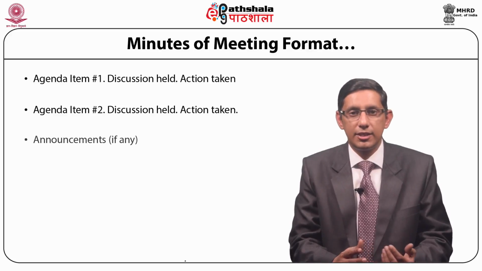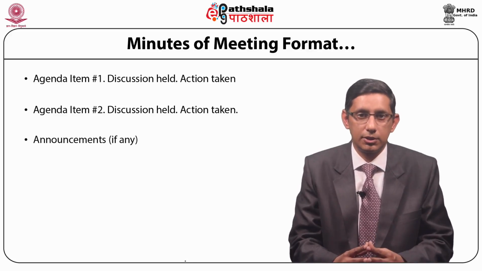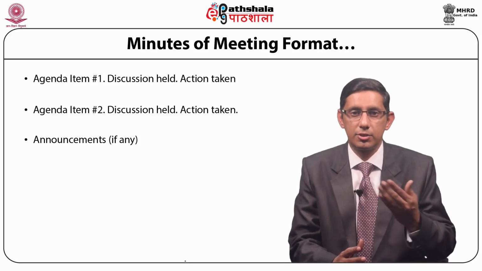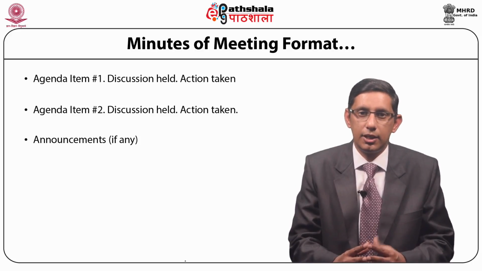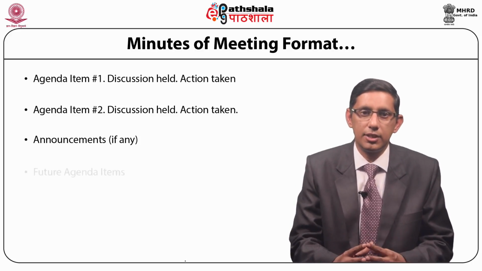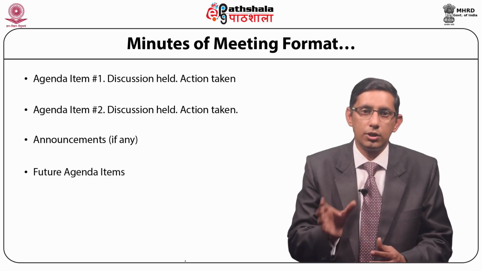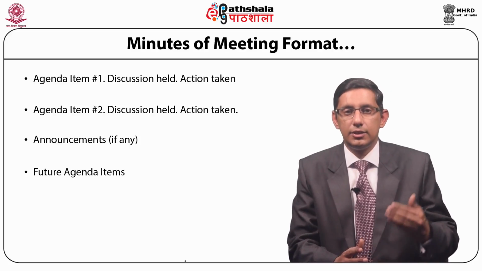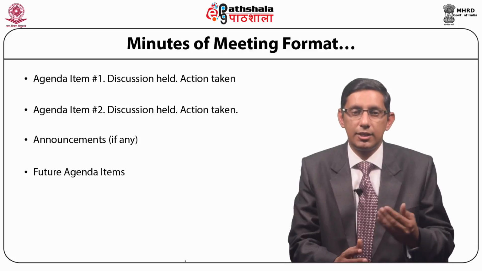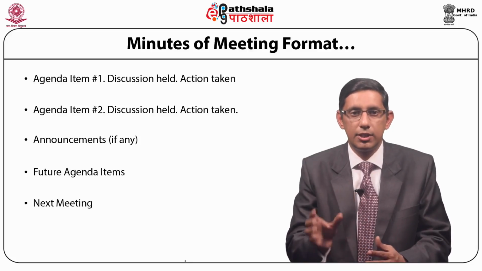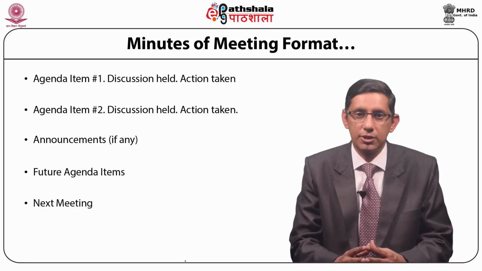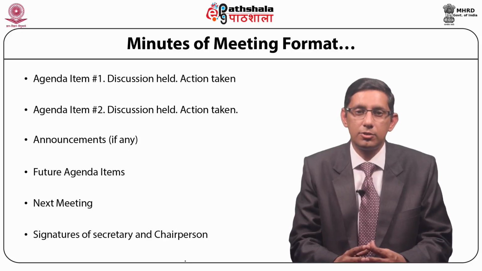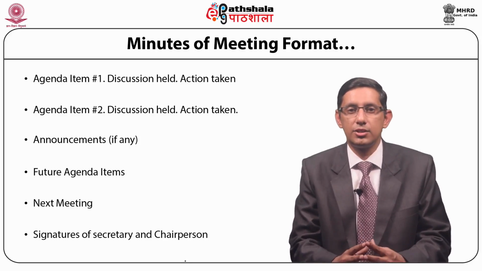After that, if there is any announcement from any member of the committee, that announcement can be made at this particular time, and it has to be mentioned here. After that, the chairperson can discuss various future agenda items. So all the future agenda items are mentioned here. After that, the chairperson can announce the date, time and venue for the next meeting. All the details are to be mentioned after the future agenda items under the heading next meeting. Finally, the document should be signed by the secretary and the chairperson of the meeting.